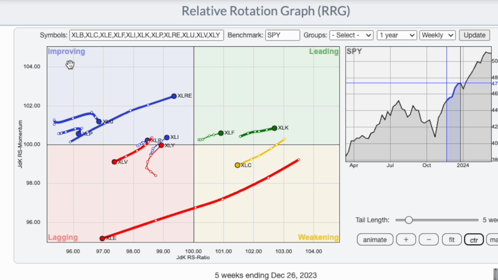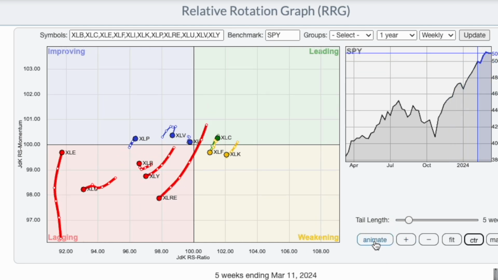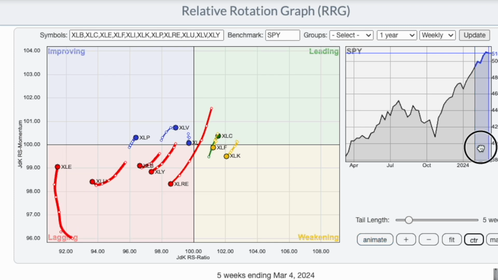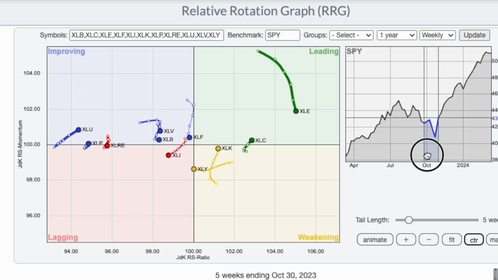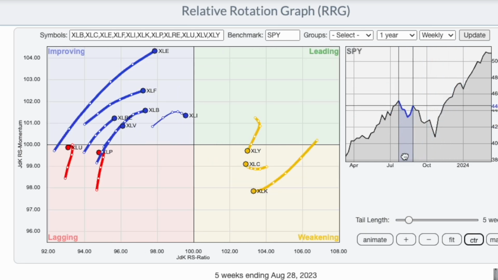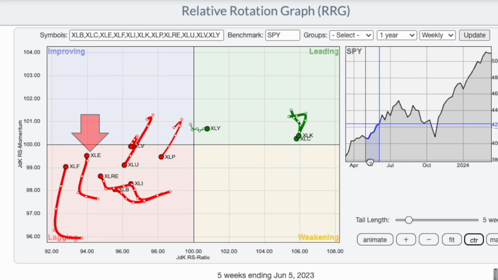Okay. So now if you animate this chart, it gives you a really cool animation. I'm going to just drag this from December to now. So if you notice, it gives you a really nice animation, and let me go back further. Okay, so let's take an example. XLE is a good example, energy sector. It's in the lagging quadrant back in June 2023.